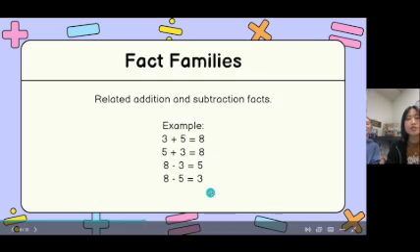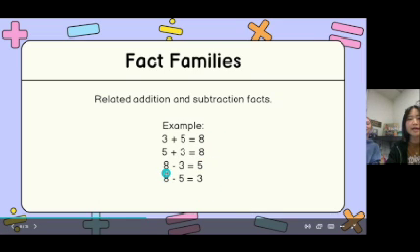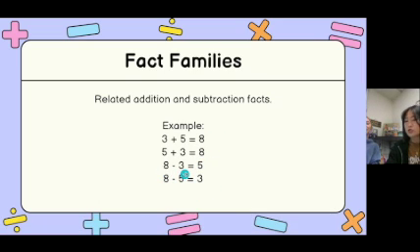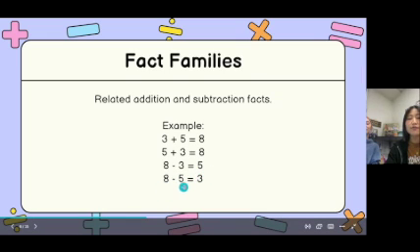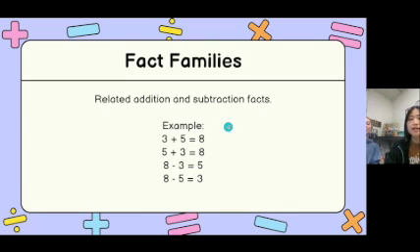Then we go into subtraction. So we start with our whole, which is 8. 8 minus one of our parts, which is 3, equals 5. And then do the other one, 8 minus 5 also equals 3. I always tell my students that in fact families, we always use the same three numbers. In this case, it's 3, 5, and 8, whether it's with addition or subtraction. Doing 5 plus 8 is 13. That is correct, but it's not a fact family because it doesn't relate to these same three numbers.